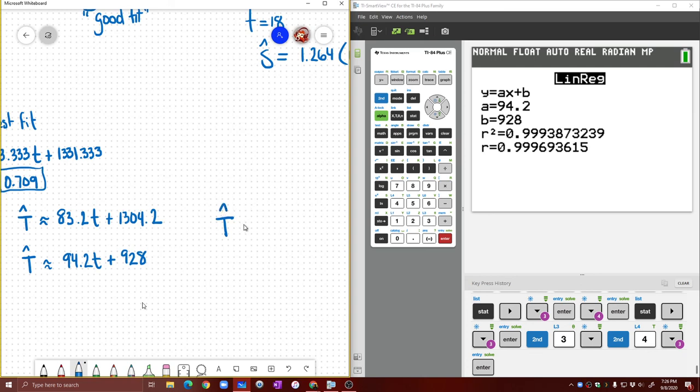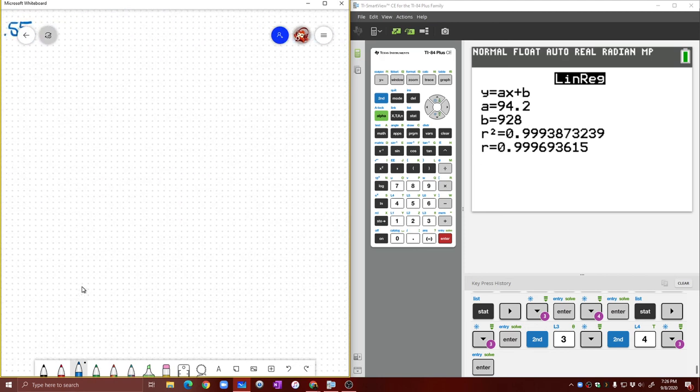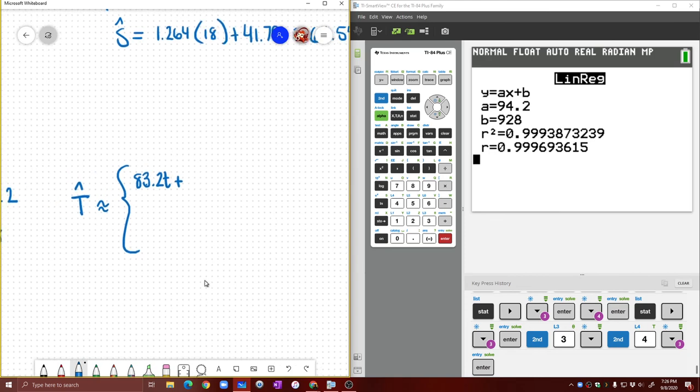So t hat is approximately, and how do we get that approximation? My first equation, 83.2t plus 1304.2 when t is between 0 and 3. So when we're between 0 and 3, we're going to use this model. Okay. Now when we are, whoops, did not mean to write it like that.